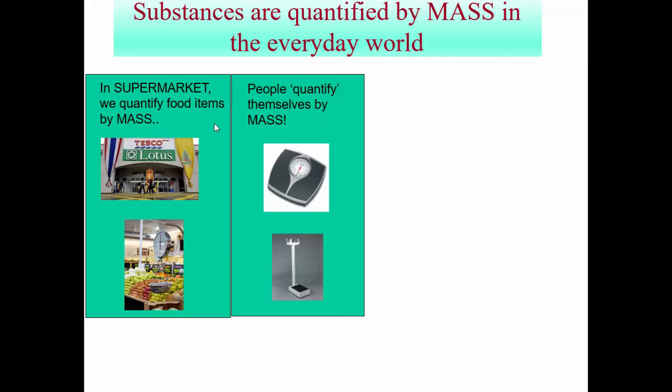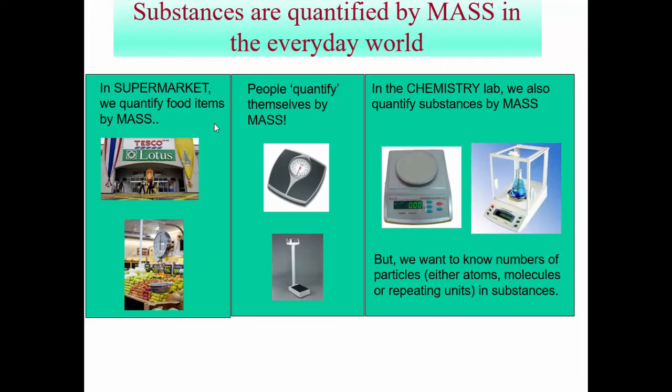The words mass and weight are sometimes used interchangeably. Obviously, weight is a force in a gravitational field, which is directly proportional to mass anyway. So really, I'm talking about mass in this video, but you know that mass and weight as methods of quantifying are used interchangeably. Okay, so anyway, in the chemistry lab, we also quantify substances by mass with pieces of equipment like shown here, these balances. But in chemistry, we want to know the number of particles in substances. So we ask ourselves, can mass be connected to numbers of particles?